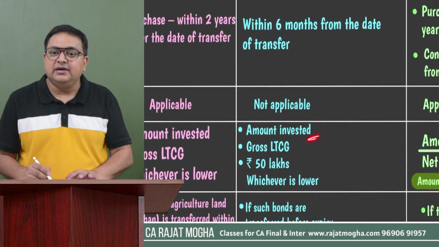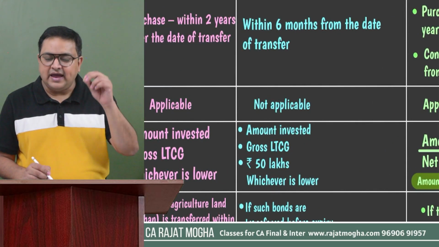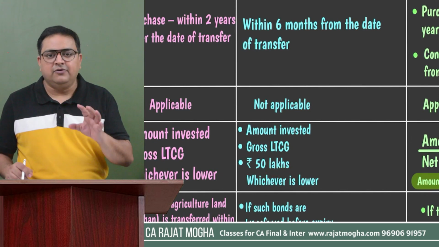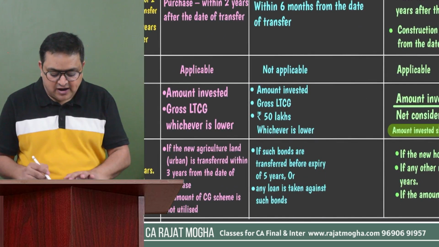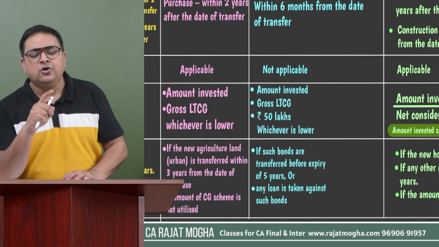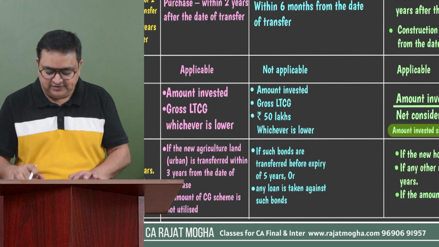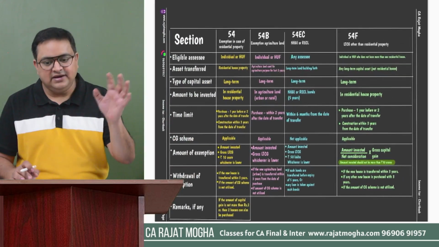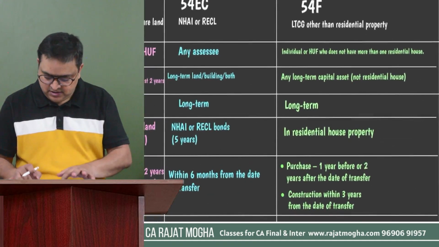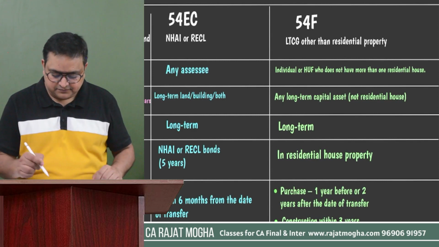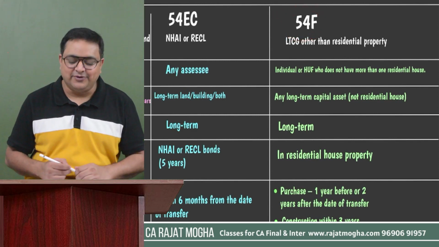And what is the exemption amount? Amount invested or capital gain or maximum 50 lakh. Here, the exemption cannot go above 50 lakh rupees, right? And you have to hold those bonds, or you cannot even take the loan on those bonds before the expiry of 5 years. Otherwise, if you take it, capital gain will arise; we will withdraw the exemption and we will tax it in that very year whenever this exemption is withdrawn. 54F is an important section.